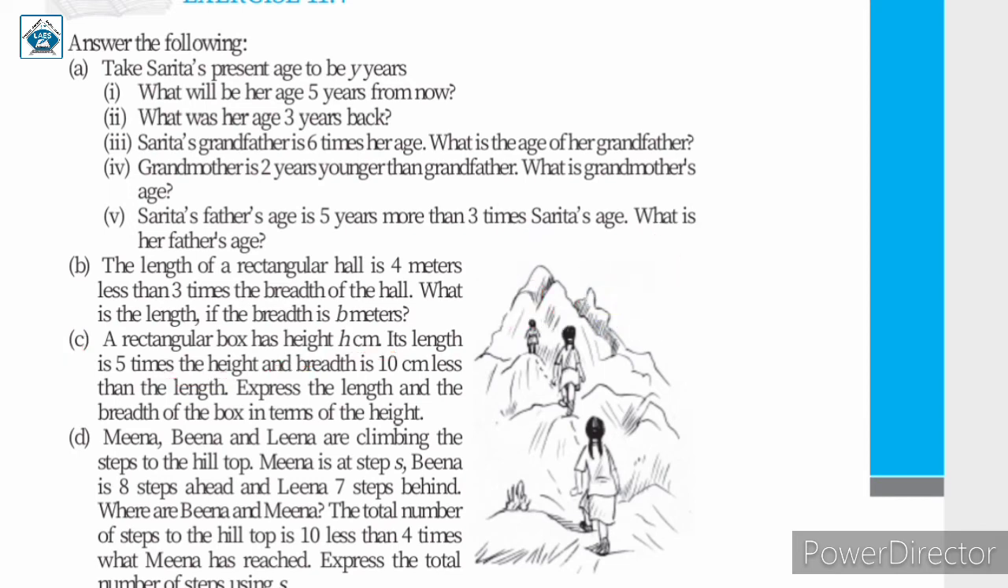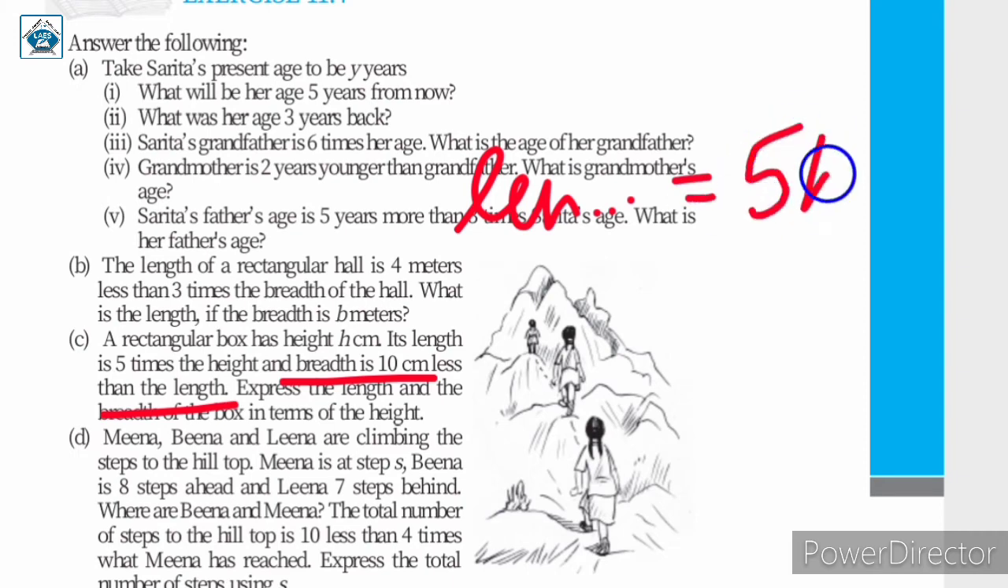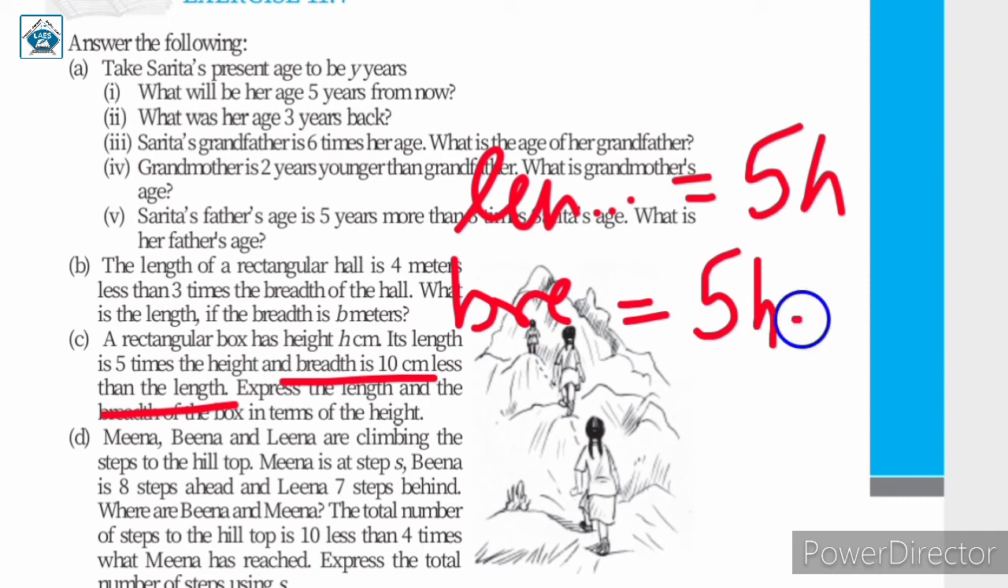Next we are given breadth is 10 centimeter less than length. So length we have just found. What is the length? Length is equal to 5h. So what will be breadth? It is 10 centimeter less than length. So if 5h is the length, then 10 centimeter less means minus 10. So breadth is equal to 5h minus 10. So here we have expressed the length and the breadth of the box in terms of the height. Because if we know the height, then we can easily find the length and the breadth numerically. Here we have written this using variables.